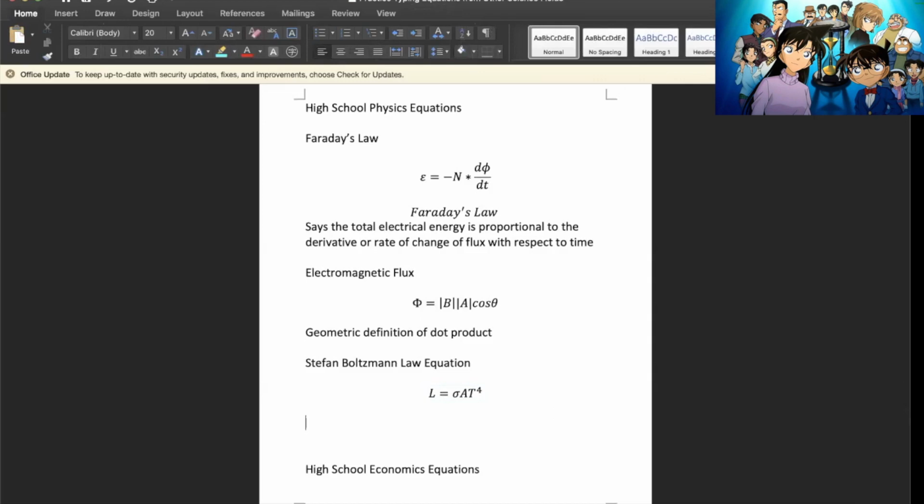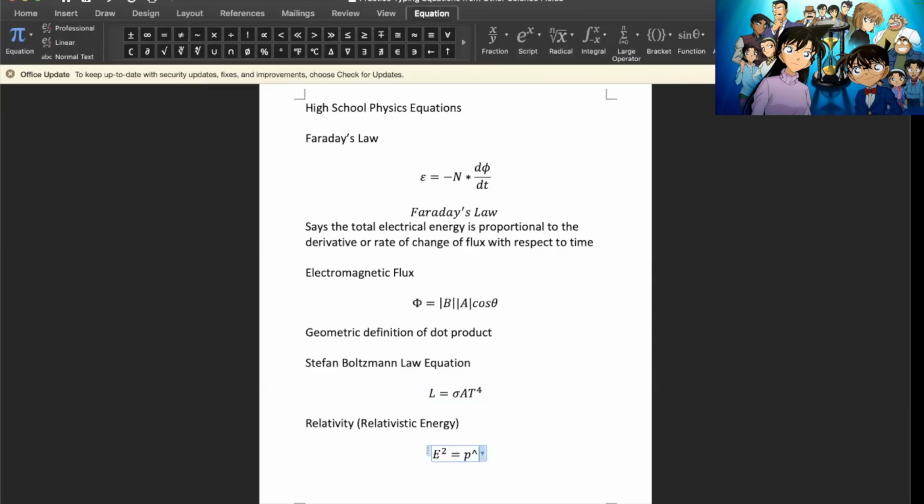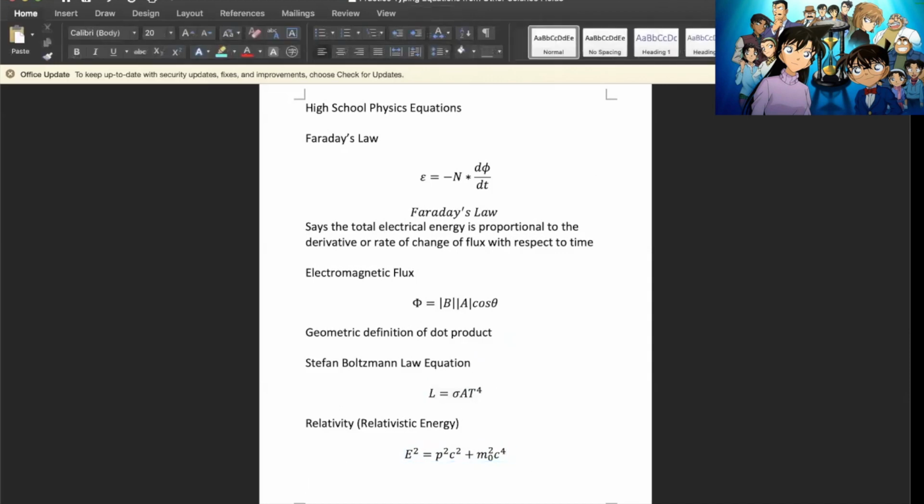We'll go into relativity now. So E squared equals P squared times C squared plus M naught squared times C to the fourth. So there's one, that's the total energy. For some mass energy equivalence thing.